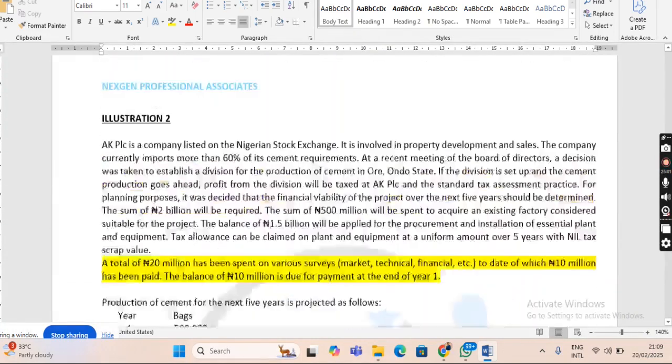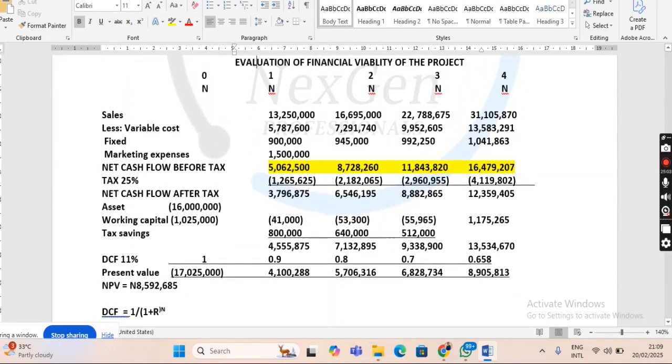Won't you pay tax? You will pay tax now. So when you pay tax, you will not get the present value. Now this is your tax. So they can just ask you sensitivity analysis on all these things.